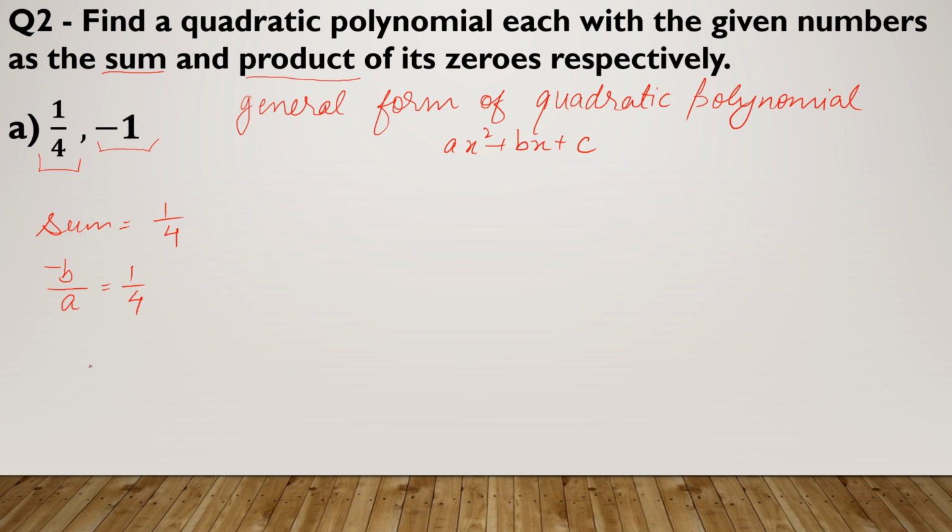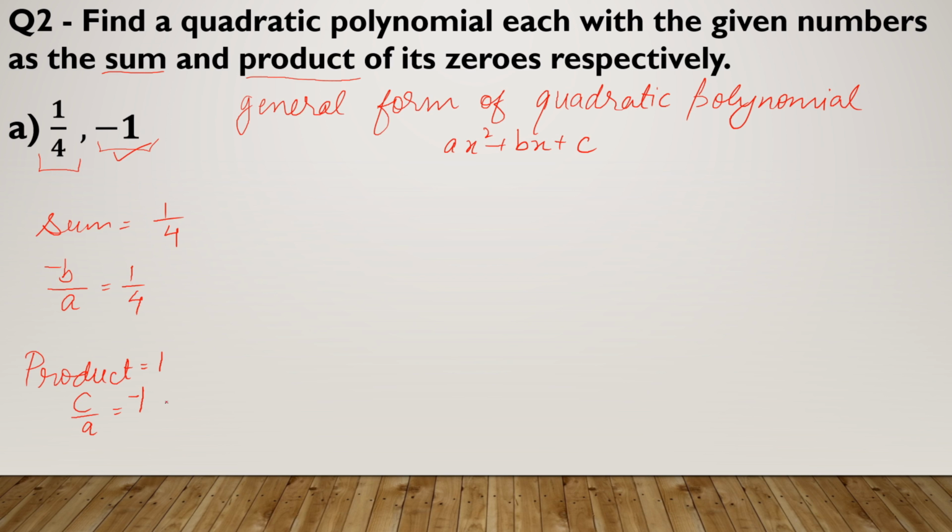And if you can see you are told the product is -1. That means it is going to be c by a equals to -1. As you can see you are told here. So हमने क्या किया, क्वेश्चन को जनरल फॉर्म के अकॉर्डिंग हमें फिगर आउट करना है. So as you can see you are told the sum is 1/4. So we wrote minus b by a as 1/4 and the product is given to you as -1. So we wrote c by a equal to -1.